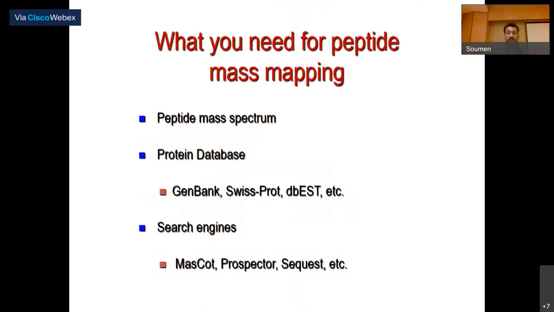So this is what we do day in and day out. You need a peptide mass spectrum, which is generated experimentally. You need the protein sequences, which are from gene banks. And you need a search engine that will match your experimental spectra in the theoretically generated spectra from the protein database.